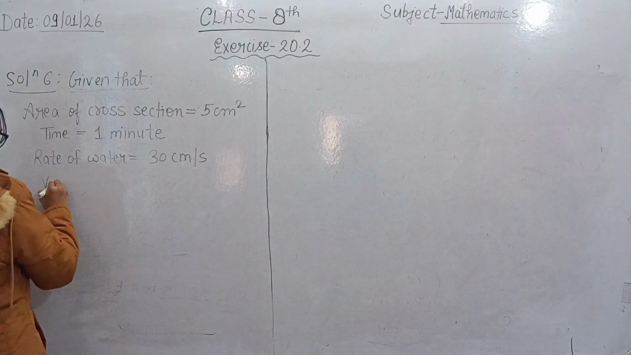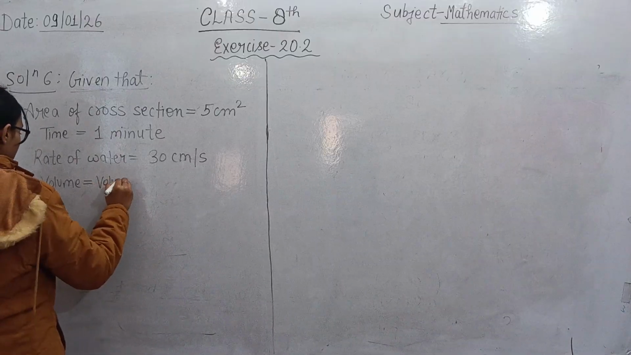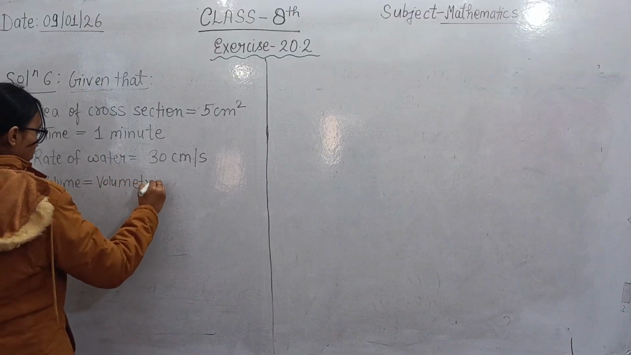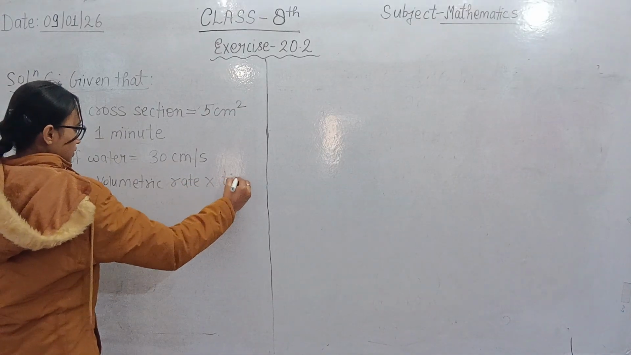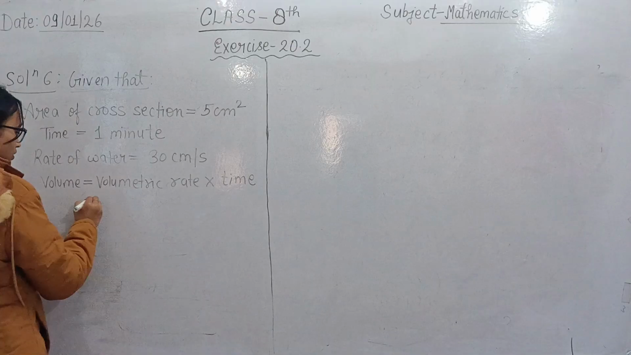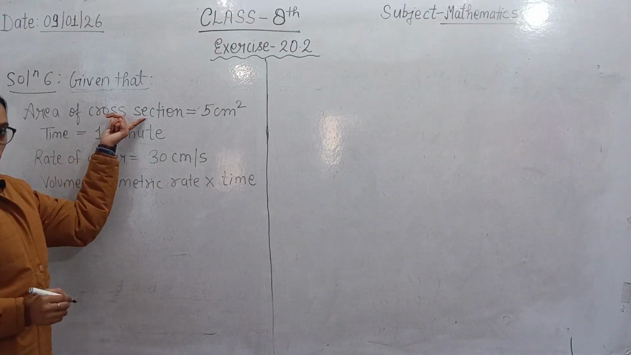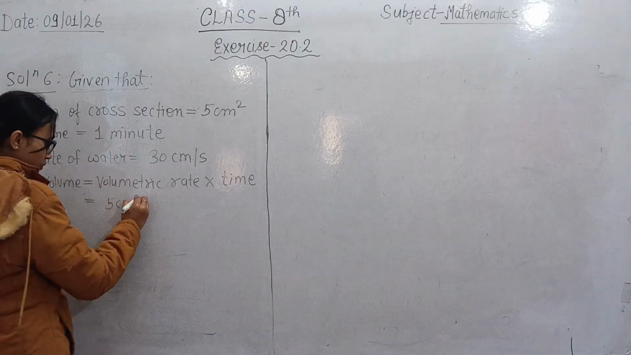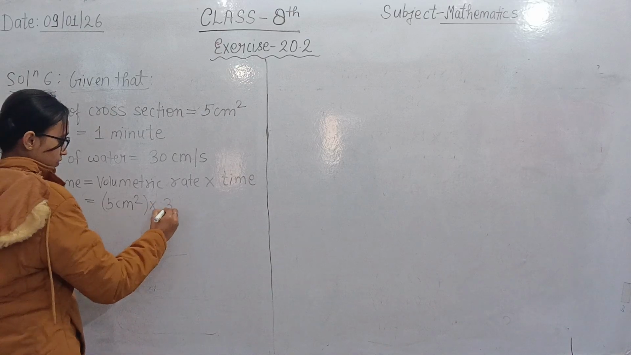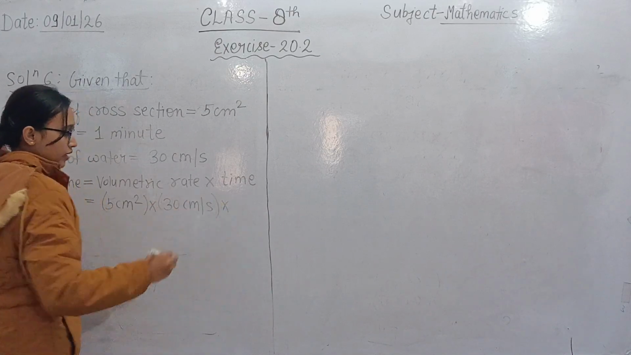So volume is equals to volumetric rate multiplied by time. Volumetric rate we will calculate on multiplying area of cross section with rate of water, that is 5 centimeter square multiplied by 30 centimeter per second multiply by time.